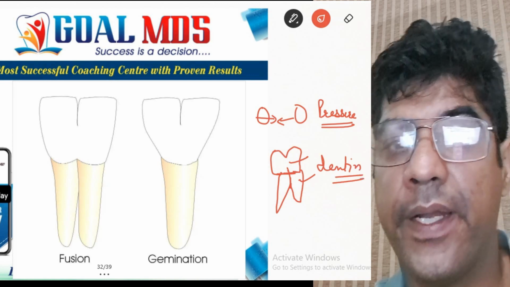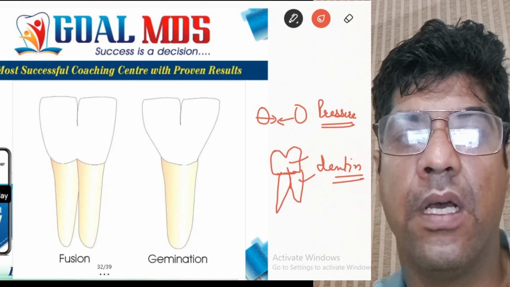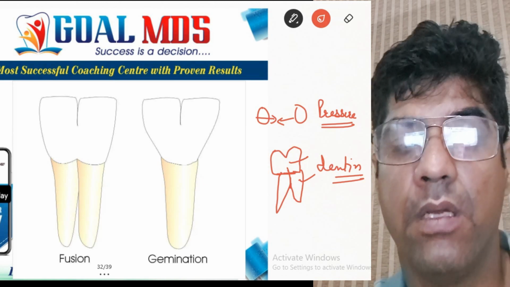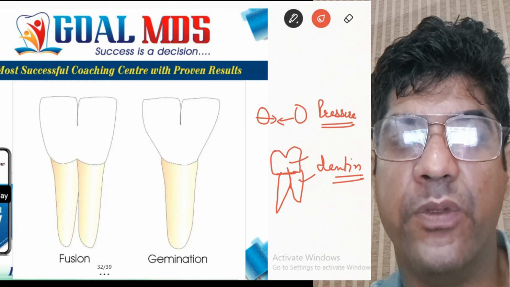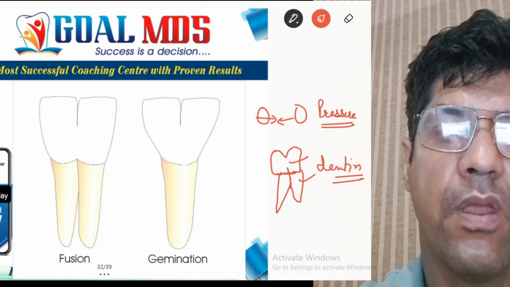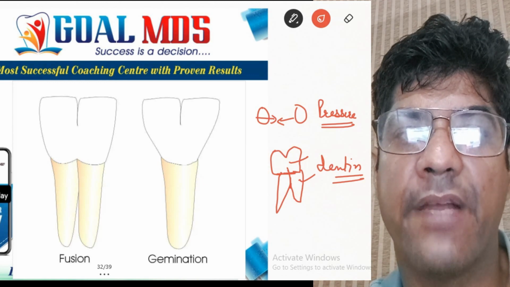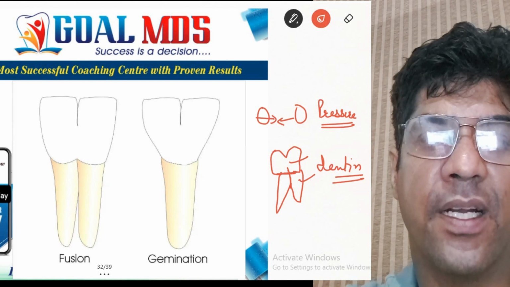If this contact happens earlier, before the calcification, a complete fused tooth is formed. If contact is later, only the root might fuse. Fusion is when two separate tooth germs join to make one tooth, often leading to a missing tooth in the arch.